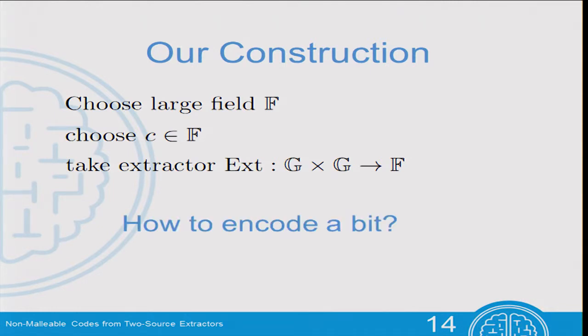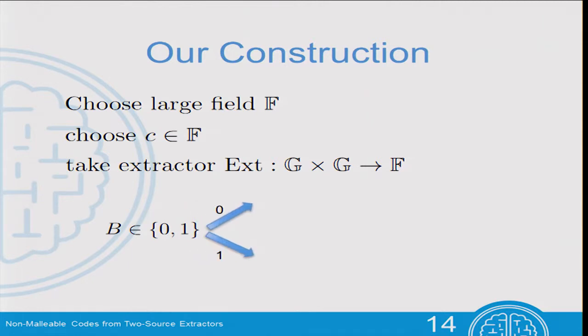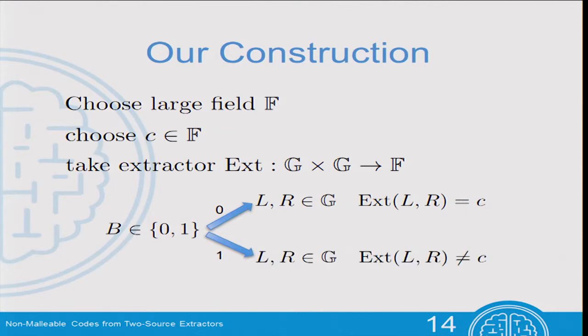We encode only 1 bit. So how do we encode the bit? The bit is either 0 or 1. If it's 0, then we choose 2 elements that extract to C. If it's 1, then we choose 2 elements that don't extract to C. There is a high asymmetry here, and it's absolutely crucial. It won't work without this asymmetry. Not only is it improved, but there is also an attack.